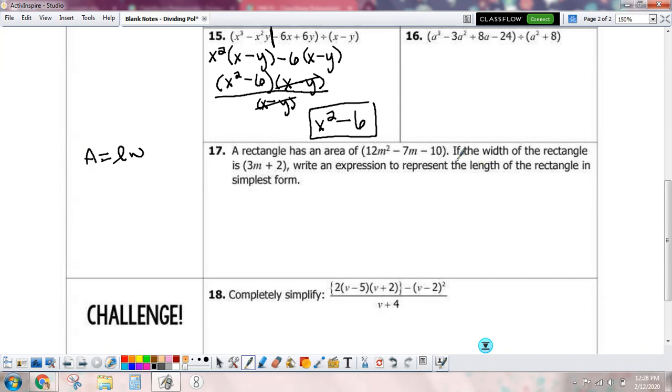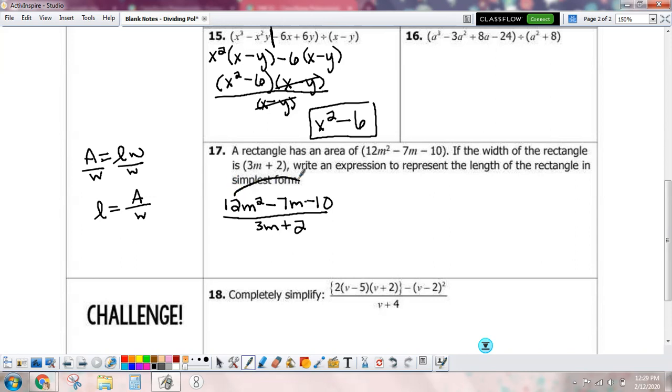So if you remember back to when we solved literal equations, to solve for L, we need to divide both sides by W to get rid of that W. So length equals our area divided by our width. So when we set this up, we're going to have length equals our area of 12m squared minus 7m minus 10, all divided by 3m plus 2. Okay, so now to solve this, I need to use my slip and slide.